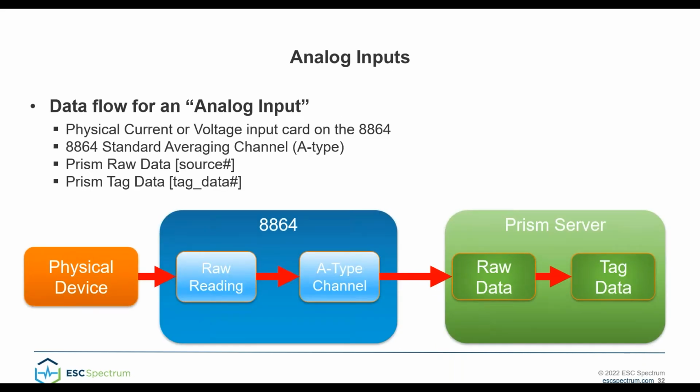So for the analog inputs, here's the data flow diagram that shows you how that works between 8864 and the Prism server. The inputs go from the physical device to the raw readings inside the 8864 to an A-type channel where Prism picks it up from the raw data collector service and then eventually turns that raw data into our tag data that we use for our 1-minute samples.